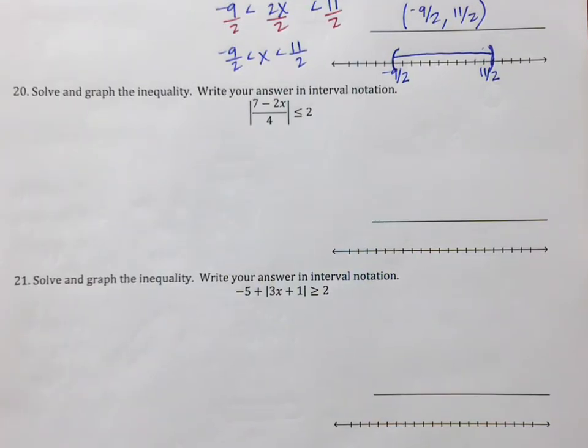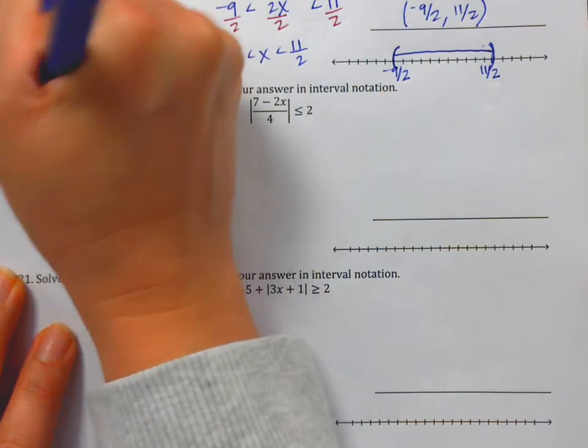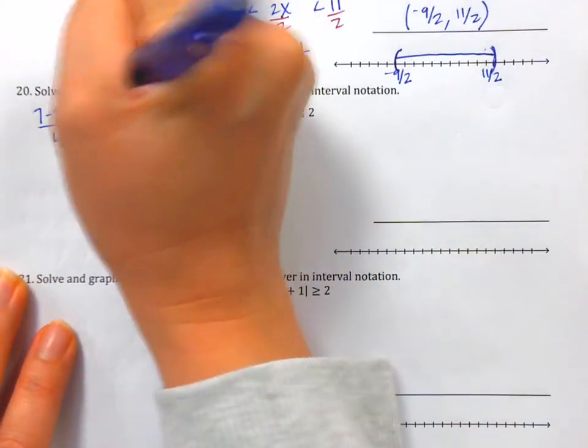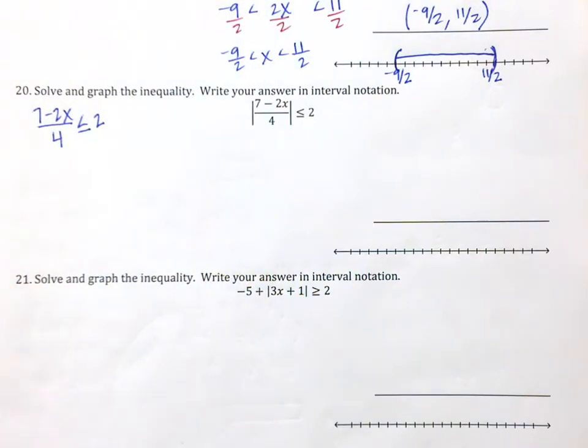Solve and graph the inequality. Write your answer in interval notation. We have an absolute value inequality. Remember, with absolute value inequalities, there's one extra step. So we take into account the original inequality symbol and the original sign.